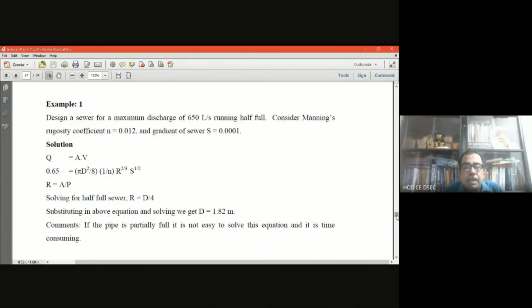If the pipe is partially full, it is not easy to solve this equation and it is time consuming. So we will talk about a different approach, how to solve these partial flow problems. That I will definitely deliver to you in the next lecture, my 11th lecture in the next class.